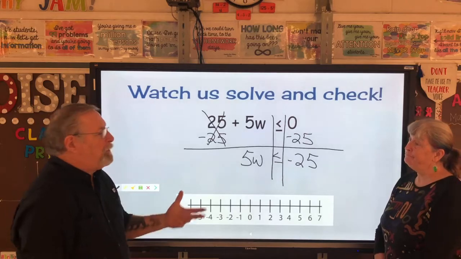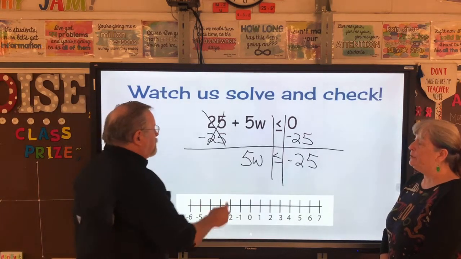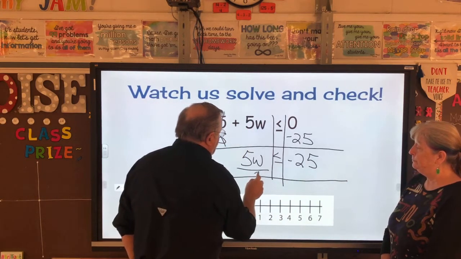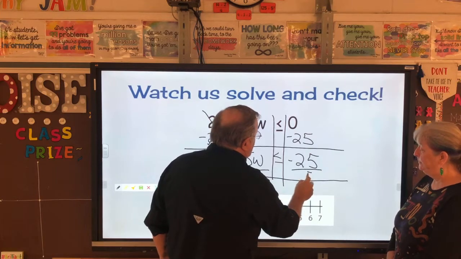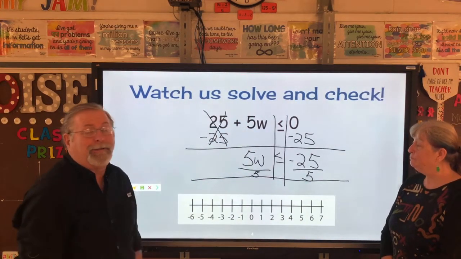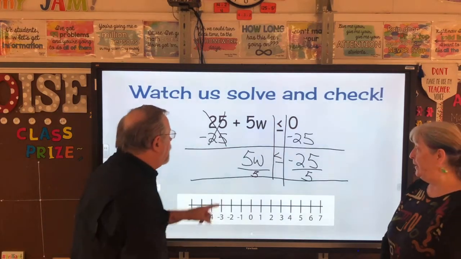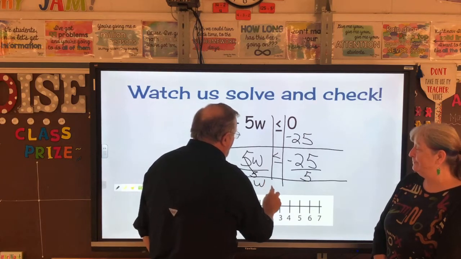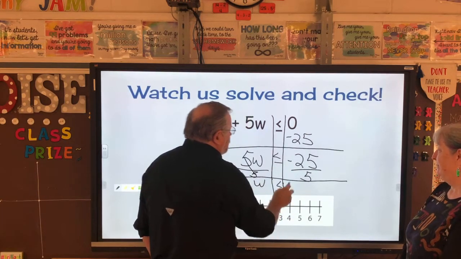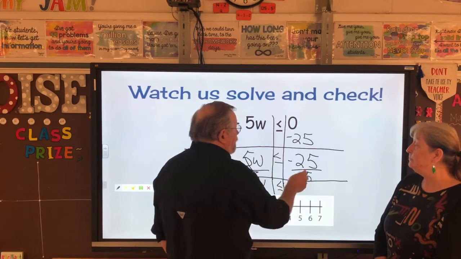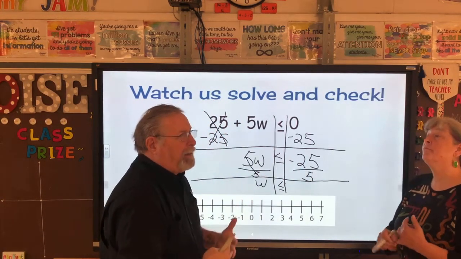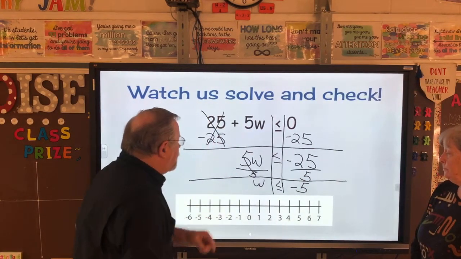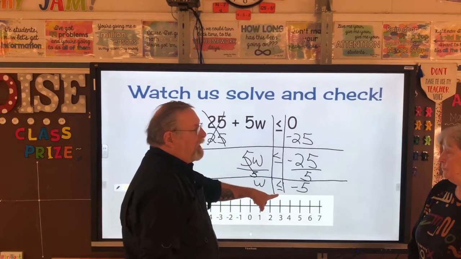Okay, so now I got to get rid of this 5. So I'm going to divide both sides by 5. Again, I love this part. They cancel each other out, and I'm left with w staying the same. And negative 25 divided by 5, well, a positive and a negative, dividing them, are going to stay negative. Negative 5.